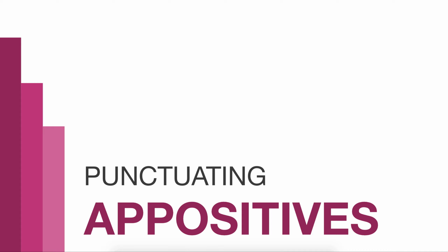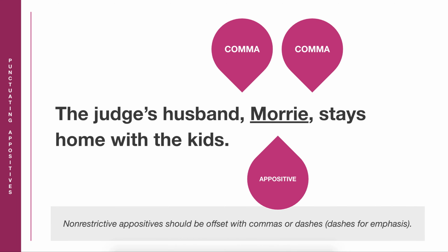And this is the important part, because as we write in English, our punctuation is going to change based on whether it's a restrictive or non-restrictive appositive. Now, with non-restrictive appositives, so the extra information, what we are going to do is offset those with commas or dashes. So we can see in this example sentence, the judge's husband, Maury, stays home with the kids. In this sentence, our appositive is surrounded on both sides by commas.